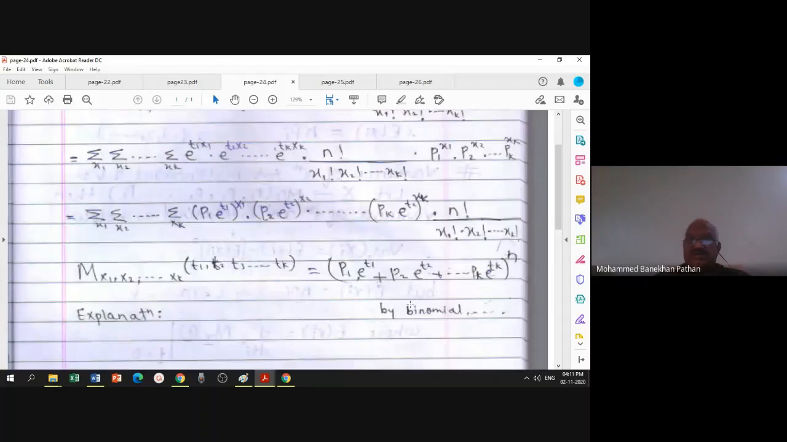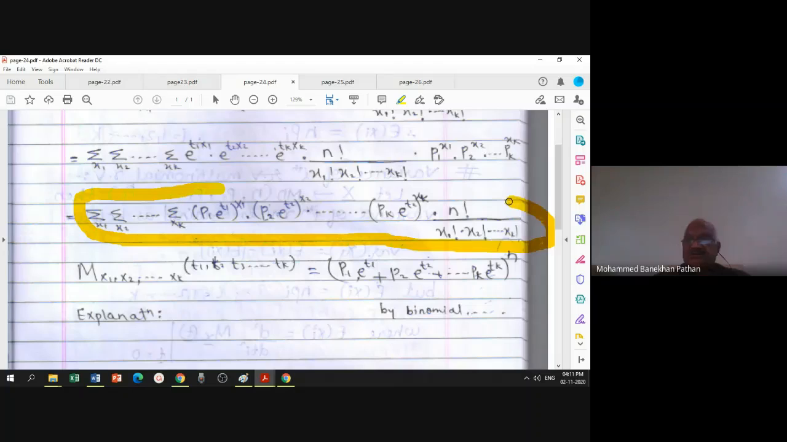Now I use the concept of the binomial theorem. So this is nothing but a binomial theorem. So the answer of this is nothing but this entire thing, by using the result of the binomial. This total term is (p1 e to the power t1 + p2 e to the power t2 + ... + pk e to the power tk) whole bracket raised to n. Here a plus sign should be there.